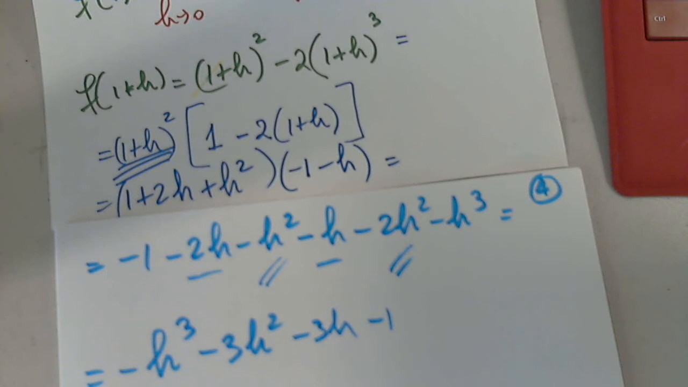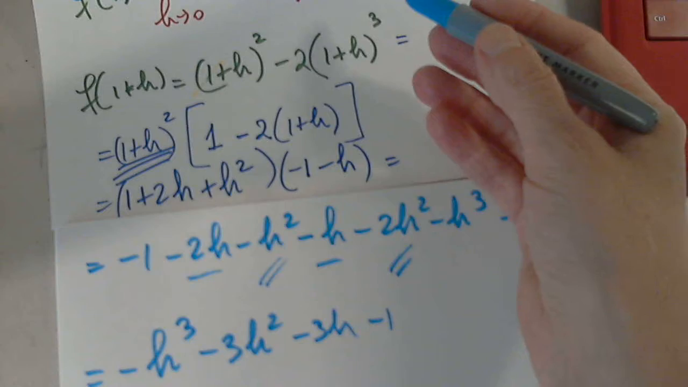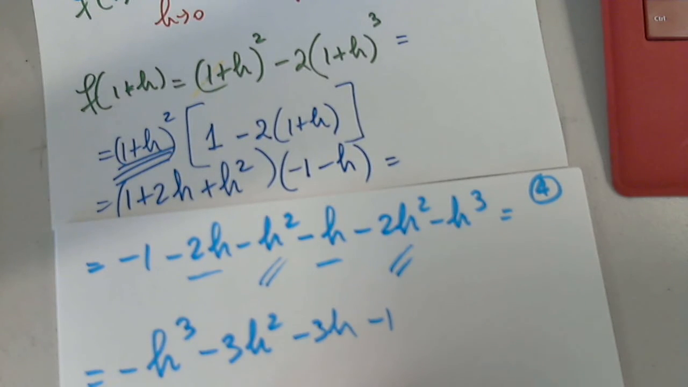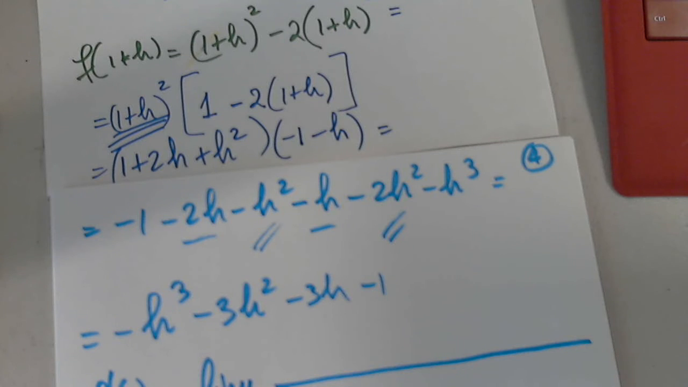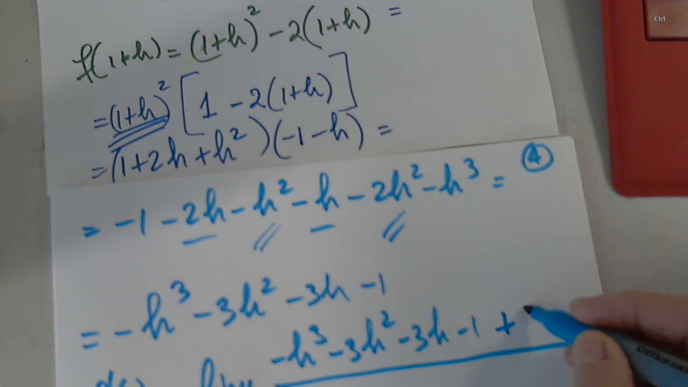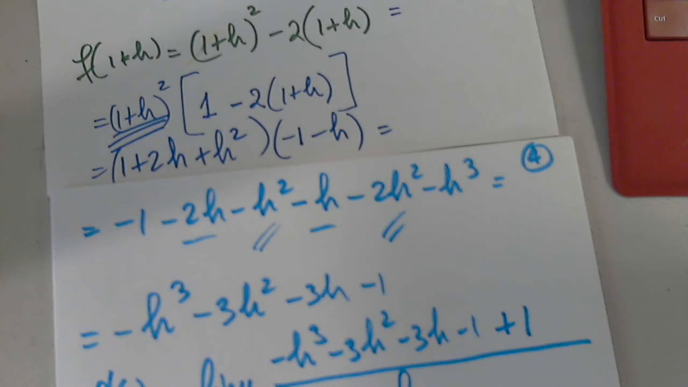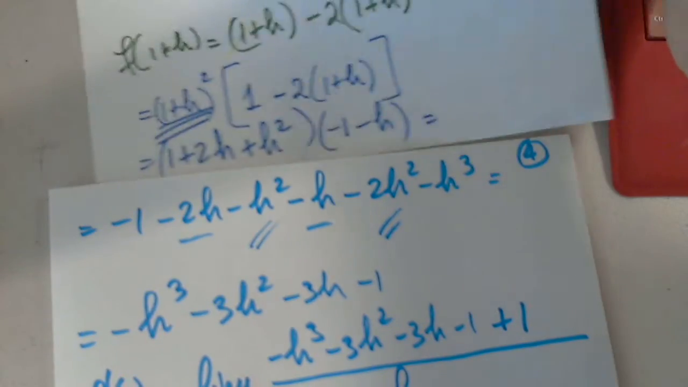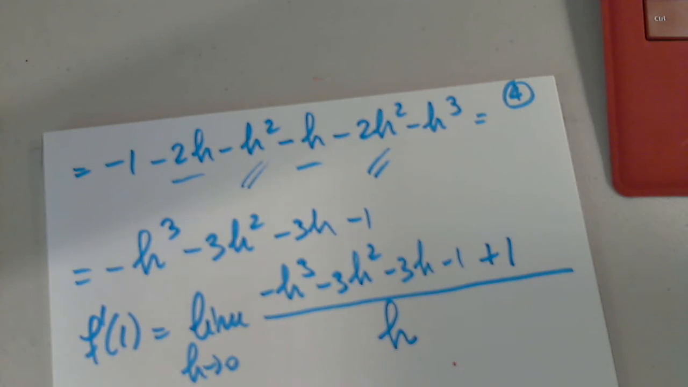In the next step, I have to put everything together. So now f prime of 1 will be the limit. Do not drop the limit operator till the very last step. f of 1 plus h is negative h cubed minus 3h squared minus 3h minus 1, and then minus negative 1, so this will be positive 1, divided by h. As we know from 3 weeks ago, all terms without h must go away. And they do.